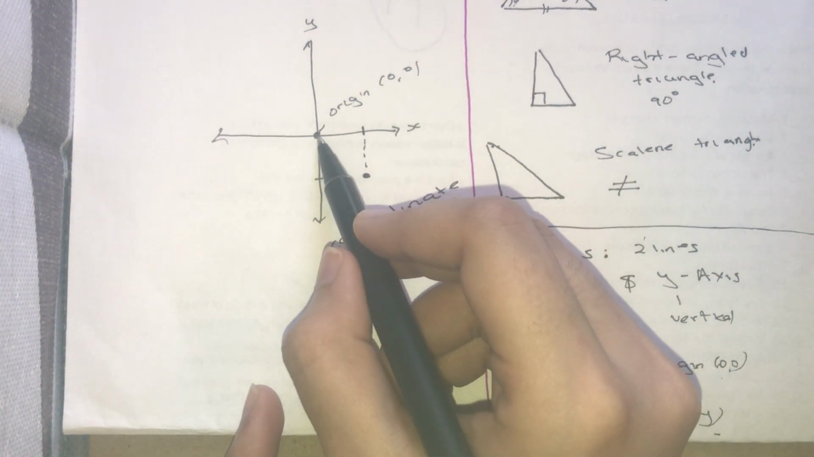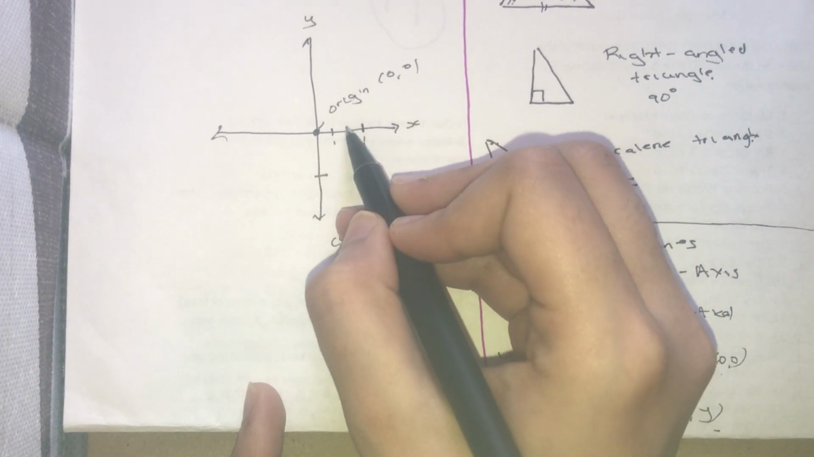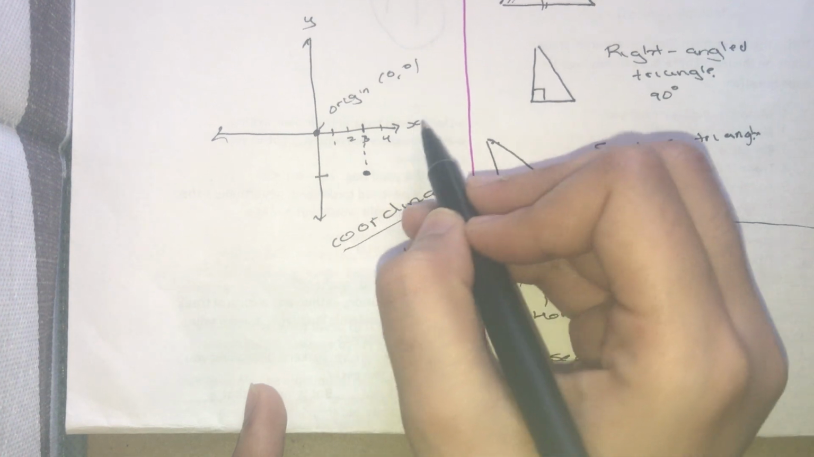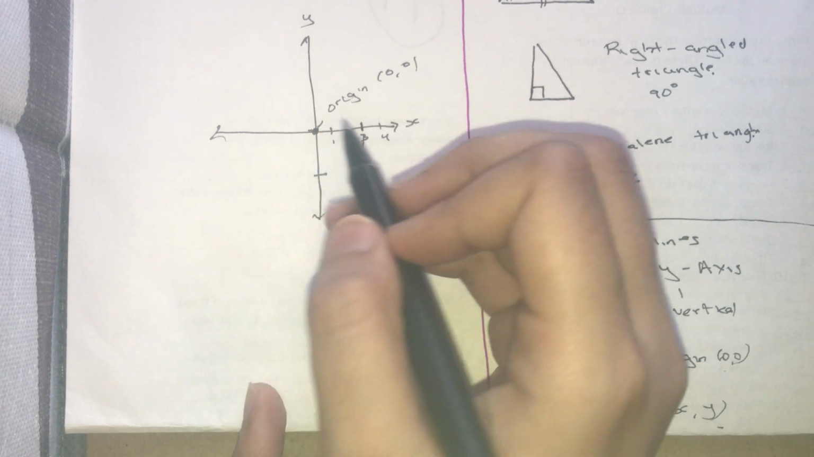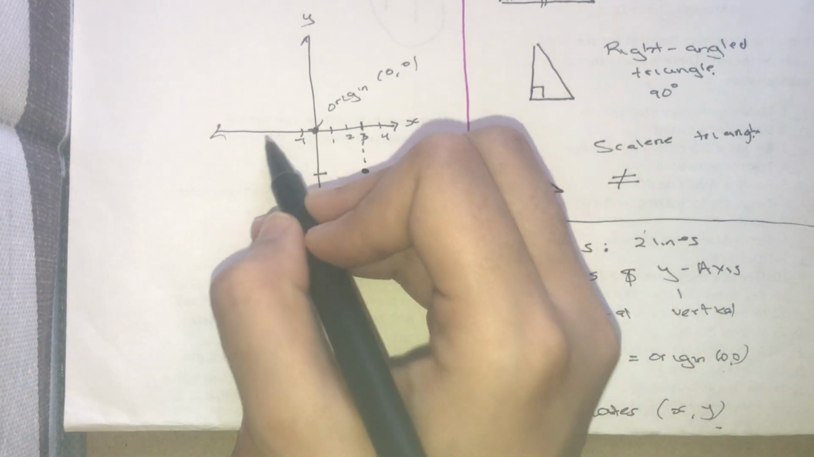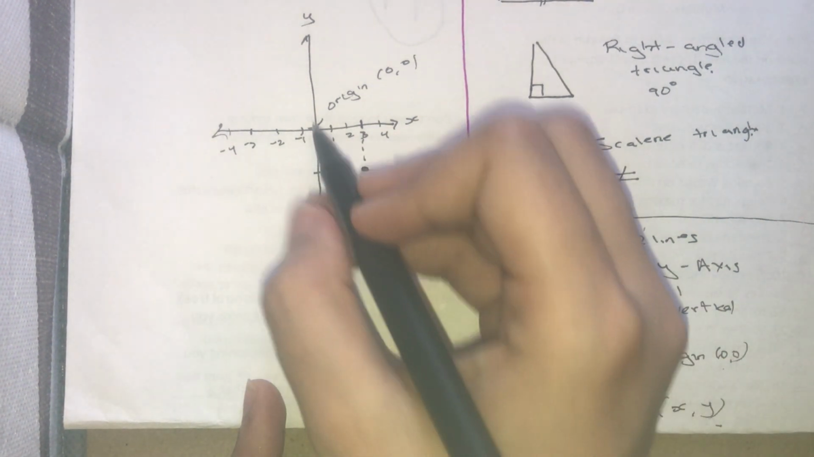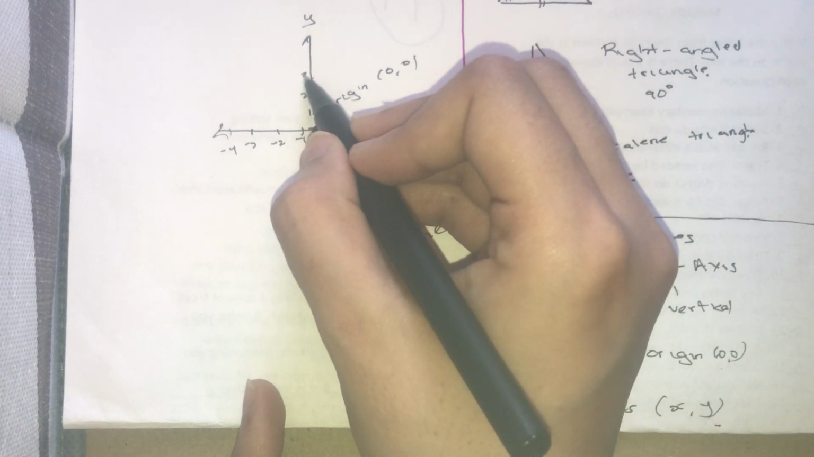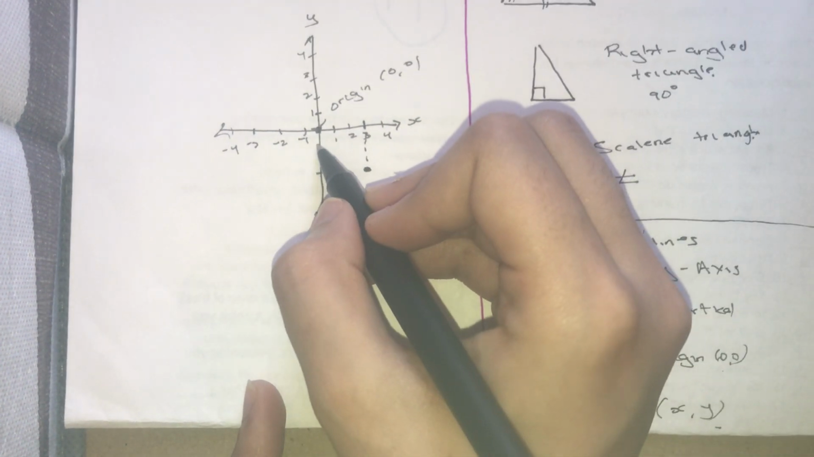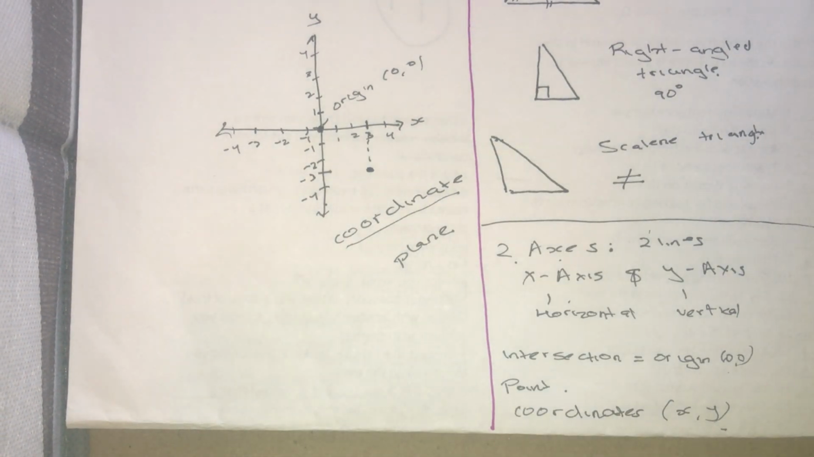The numbers increase from left to right. So if this is 0 0, it's going to be 1 2 3 4 and so on. Okay, and they also decrease from right to left. So if this is 0, this will become -1, -2, -3, -4. Okay, and they increase from 0 on top, so that is 0 1 2 3 4, and it decreases down, -1, -2, -3, -4. Okay guys, so this is just a rough sketch of the coordinate plane.